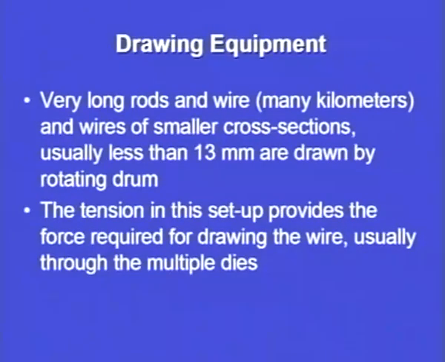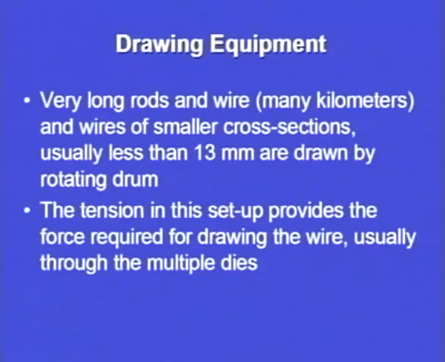Now how can the tension be given in case of a rotating drum? In case of a draw bench, we have seen that there are grippers. This gripper will grip the rod or the tube and this will exert a pulling force. So in case of rotating drum, how does the tension have to be given, or how does the pull have to be provided? The tension in this setup provides the force required for drawing the wire, usually through multiple dies. So there is a pre-tension that is provided using the rotating drum, that gives the adequate pull to pull the wire from the die.